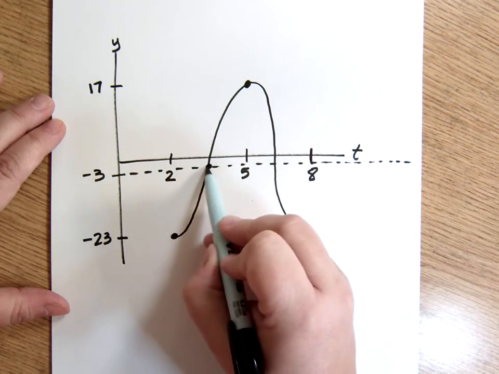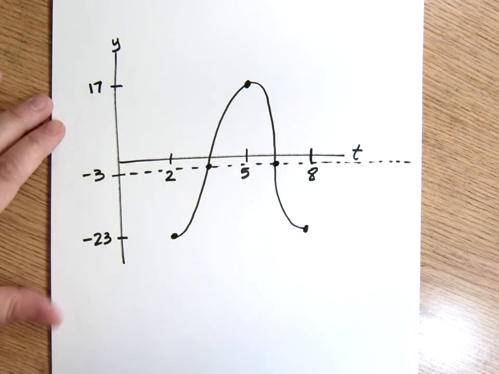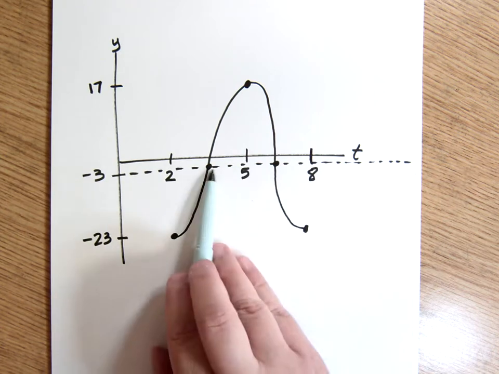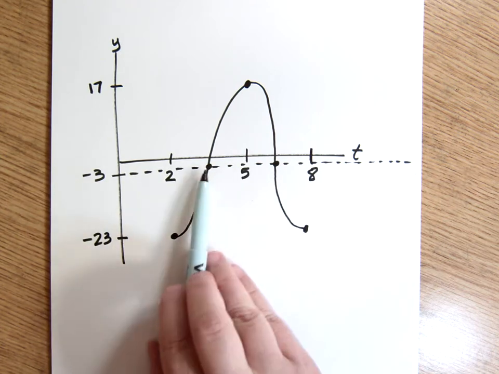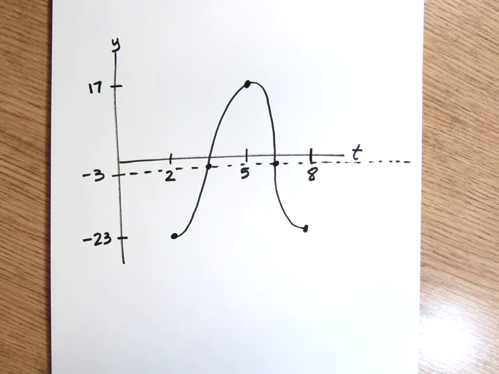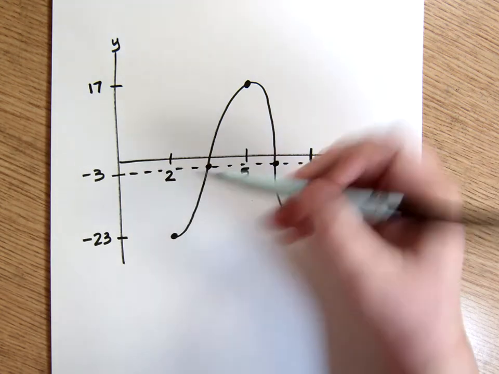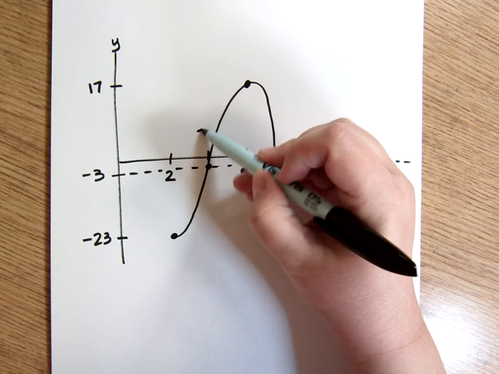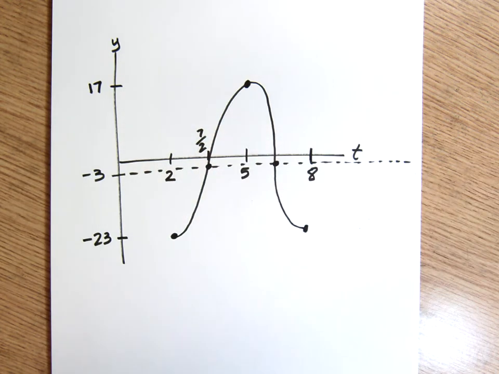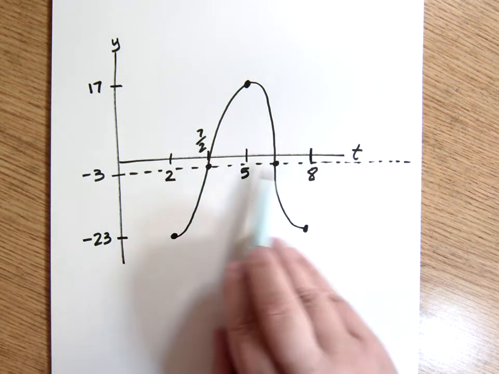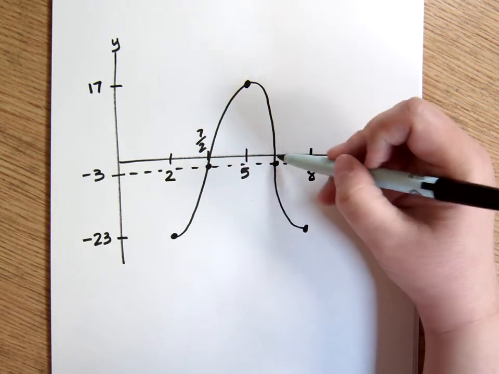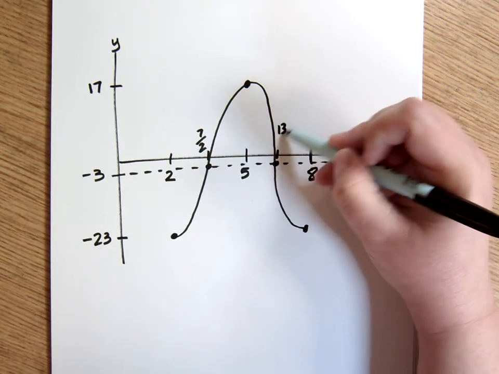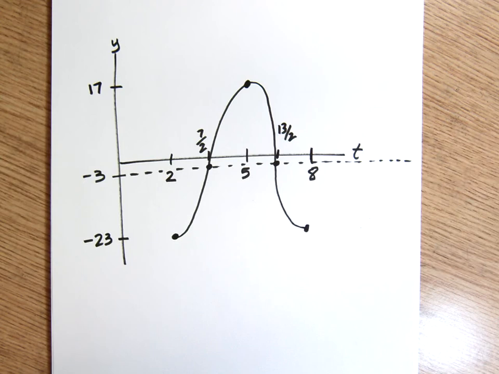So it goes through here and here. So I would like to know where it hits these points as well. So this one's right in between 2 and 5, so I could average 2 and 5. 2 plus 5 is 7. 7 divided by 2 is 7 halves. So 7 halves of a second, or 3.5 seconds. 8 plus 5 is 13. Divided by 2, that's 13 halves of a second, or 6.5 seconds. Okay, so that's pretty much our graph.